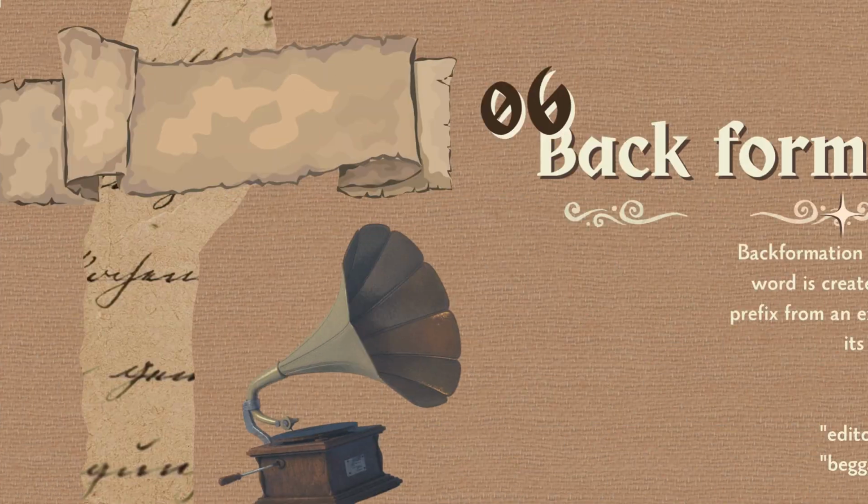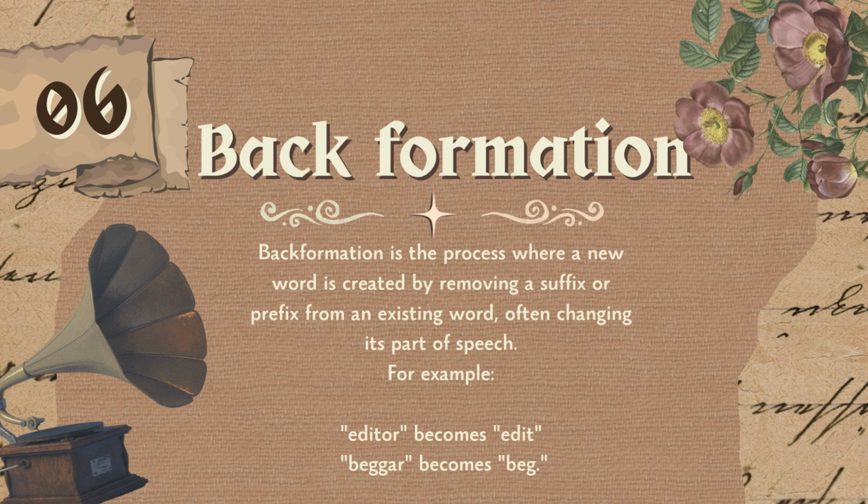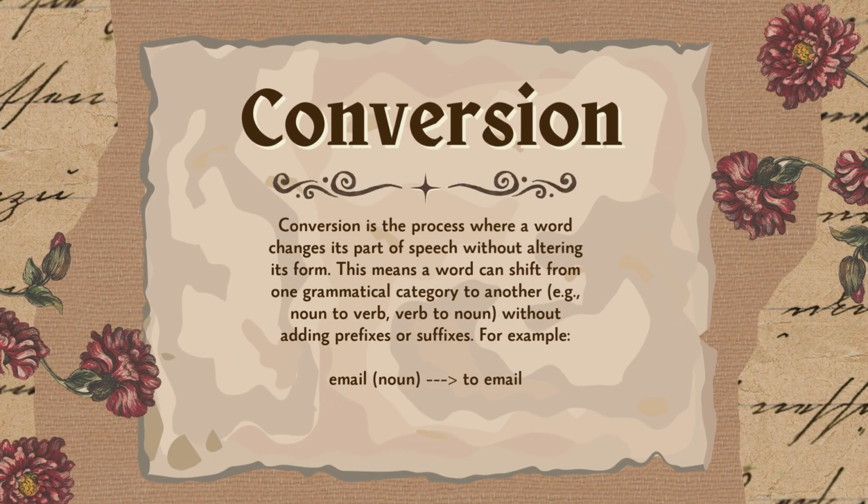We also have backformation. Backformation is the process where a new word is created by removing a suffix or a prefix from an existing word, often changing its part of speech. For example, we have editor, which becomes edit, and we have beggar, which becomes beg. And here comes conversion. Conversion is the process where a word changes its part of speech without altering its form. This means a word can shift from one grammatical category to another. For example, from a noun to a verb and from a verb to a noun, without adding prefixes or suffixes. For example, we have email, which is a noun, and to email, which is the verb.